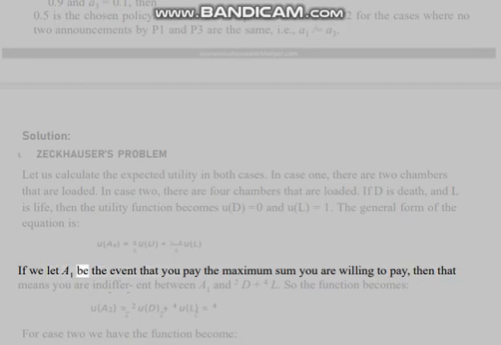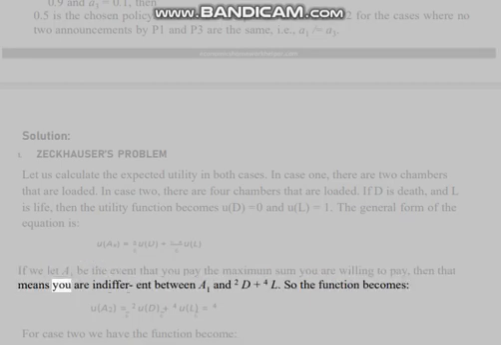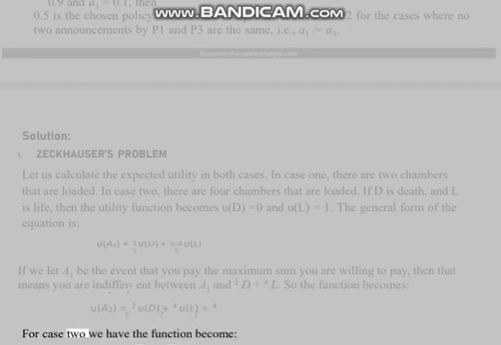If we let A1 be the event that you pay the maximum sum you are willing to pay, then that means you are indifferent between A1 and 2D plus 4L. So the function becomes... For case 2 we have the function become U(A2) = U(A4). This shows that you would be willing to pay the same amount in both cases when the independence axiom holds, as the utilities in both cases are the same.